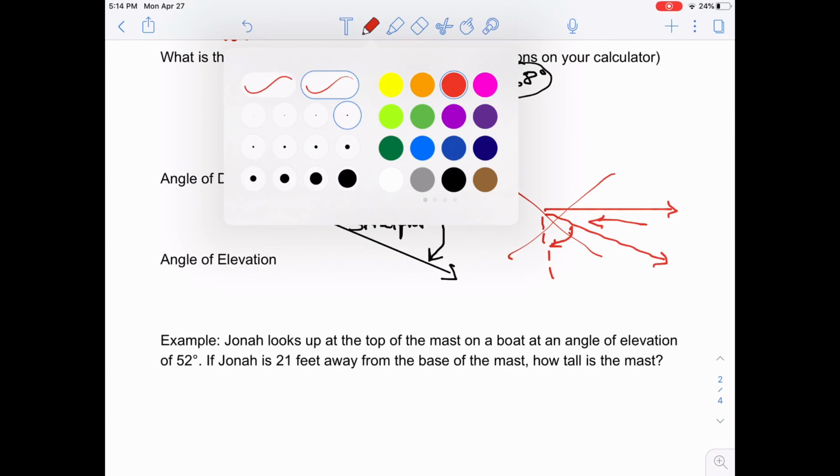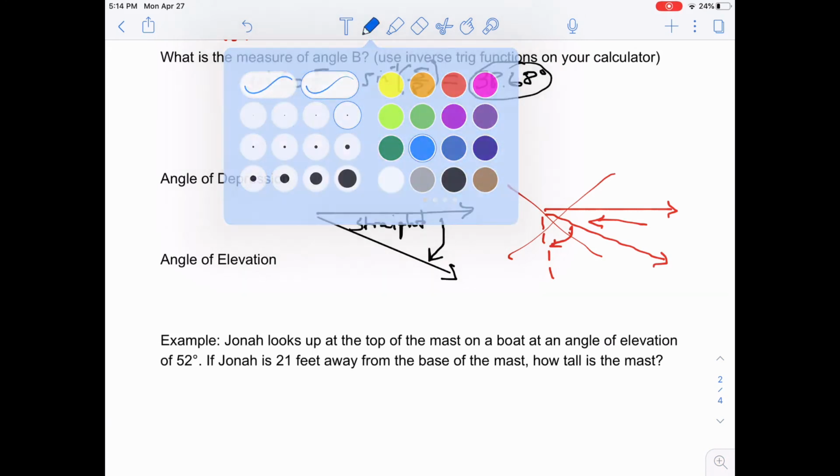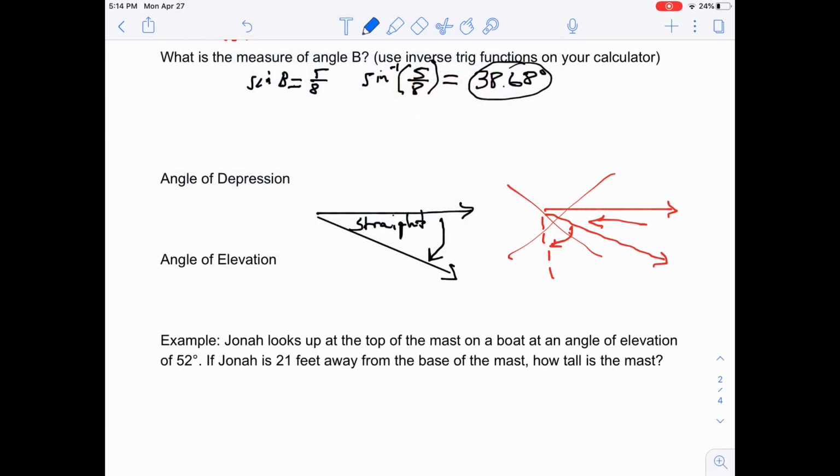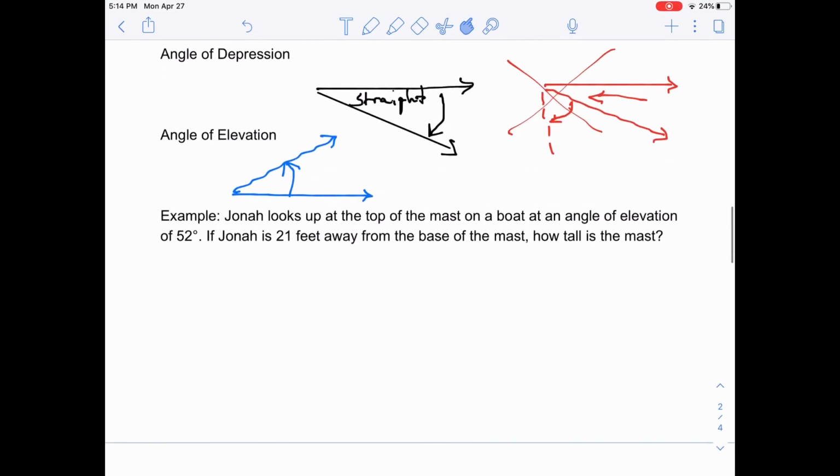Now for the angle of elevation, on the other hand, from the straight horizontal, you just go up from there, and that's the angle of elevation. So for these, you're going to use these in different word problems. So let's try an example.